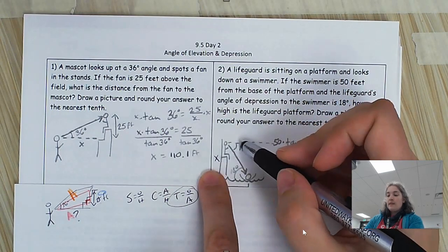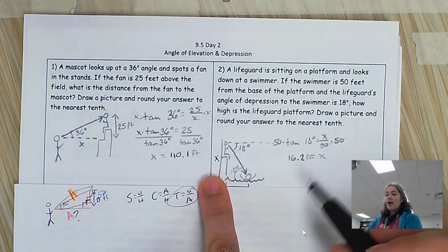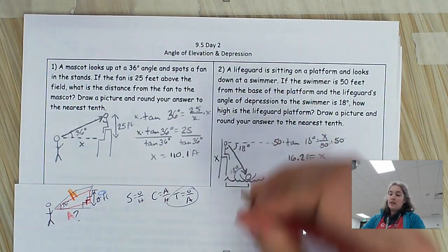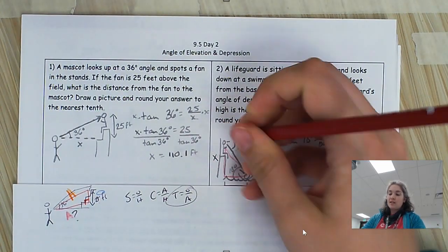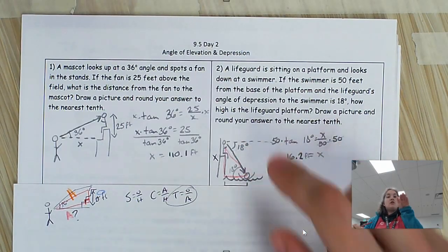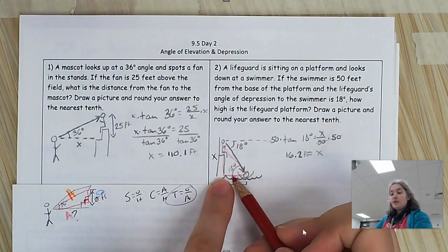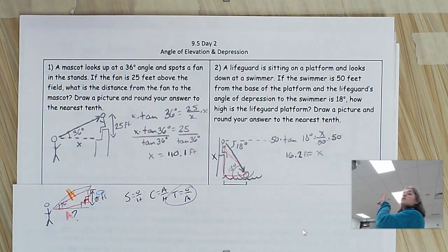Well, this angle is for depression, but the triangle we're looking at is actually right here, right? That's the triangle we want. This 18 doesn't help us, but we know that if the lifeguard has to look down 18 degrees, then the swimmer has to look up 18 degrees. So we can use that. That means this angle down here is also 18 degrees. So he has to look up 18.